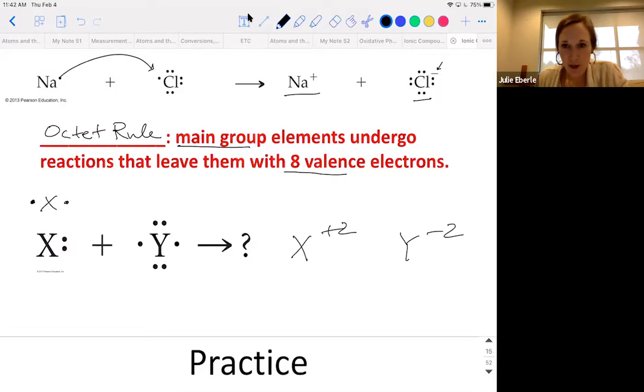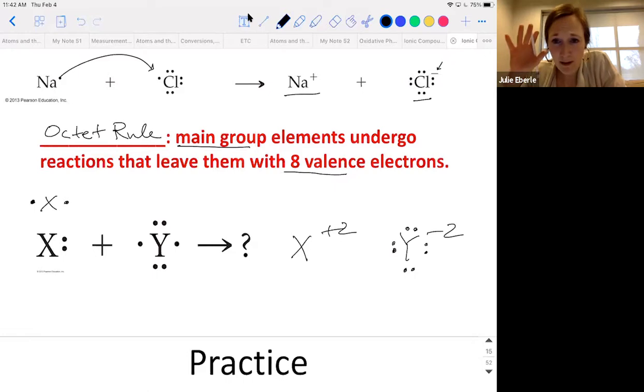All right, should we draw any dots around any of these? Yes, no, maybe? Well, once y accepts, yeah, around the y. Okay, good, I'm seeing it. Yep, all right, this is what you should have. So x is going to give away both of those valence. Y is going to accept both. And this is what you'll get in the end. X is going to have a plus 2 charge left over. Y is going to have a minus 2 charge.